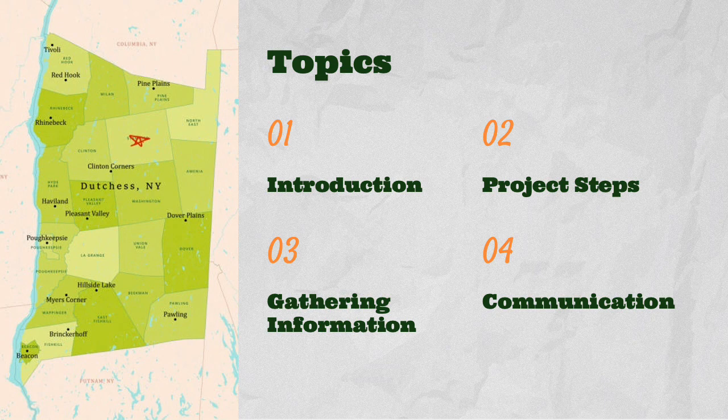I have broken the plan into 4 main sections we will be covering today. First, we have the introduction, which will cover a brief overview of the community, the value and importance of participatory planning, and how it is relevant to this project. Then, we will consider the project steps and timeline. Next, we will consider how we will gather information and who we will gather information from. And finally, we will examine our communication strategy and how to plan for potential conflicts.